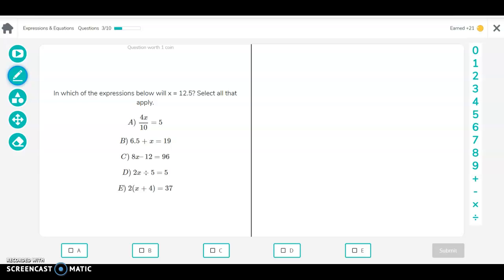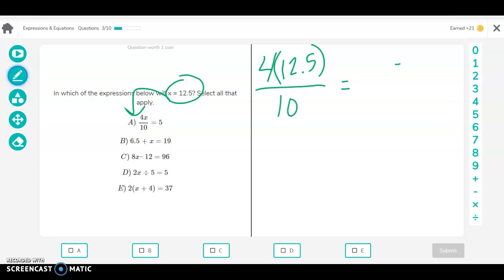Same type of thing here. So X is going to equal 12.5, and you have to figure out which ones are going to work for that. So I'm going to do A again just to help you out because it is with the division and it gets a little confusing. So 12.5 is going to replace X, so we have 4 times 12.5 divided by 10 equals 5. So remember PEMDAS, I'm going to rewrite it. We don't have exponents, so multiplication comes first. Alright, so 4 times 12.5.